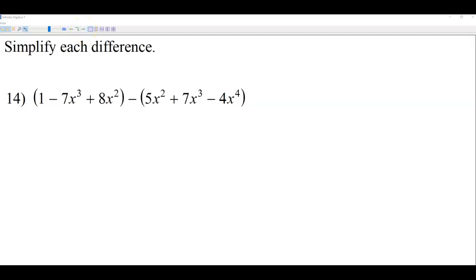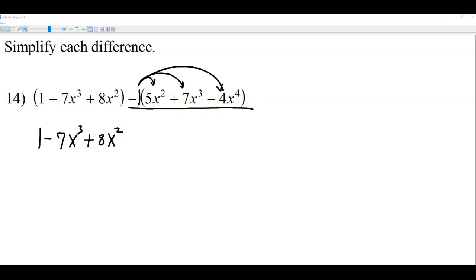Now on number 14, we're subtracting two polynomials. Here's my subtraction, and here's my two polynomials. Now when you're subtracting, this negative, you're going to think of that as a negative 1 that you're going to distribute into this whole thing, because you're subtracting that whole second polynomial over there. So the first one's going to stay exactly the same because we're not doing anything to that one, the first polynomial. But this second one, all the signs are going to change because we distributed a negative 1. So the 5 becomes minus 5x squared. The positive 7 becomes a negative 7x cubed. And then the negative 4 becomes a positive 4x to the fourth.